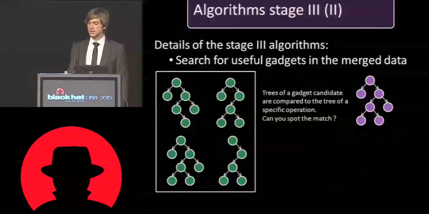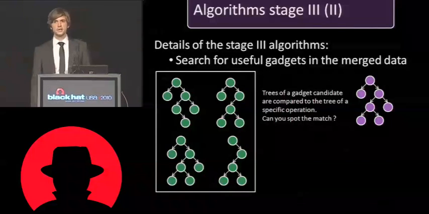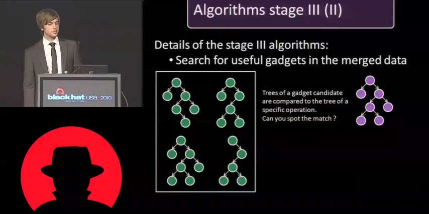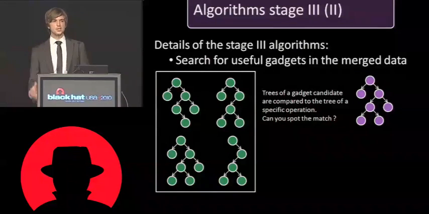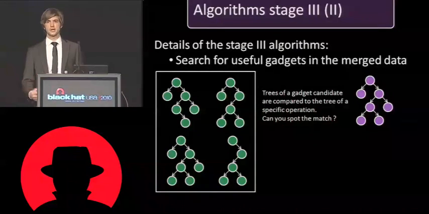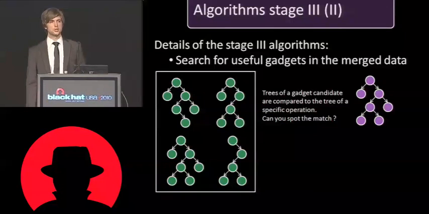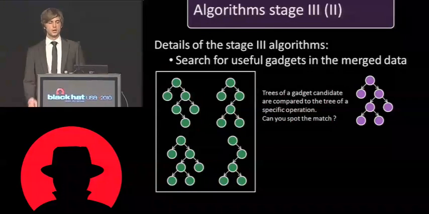Okay, how does that work? As you can see here, on the left side, there are some of the trees which might be found by the algorithms. And now we are trying to match those with the tree on the right side. And I'm pretty sure that you can really fast spot the match here and find the tree that exactly matches this operation. That is basically what we do.